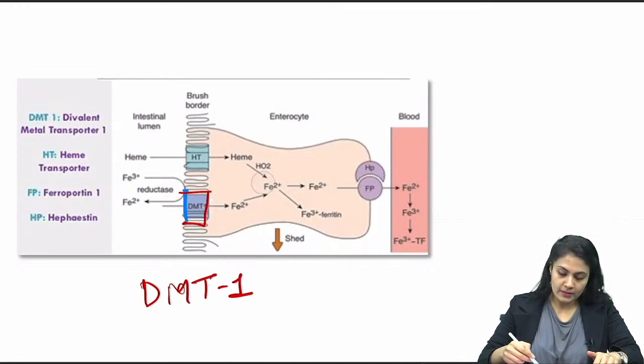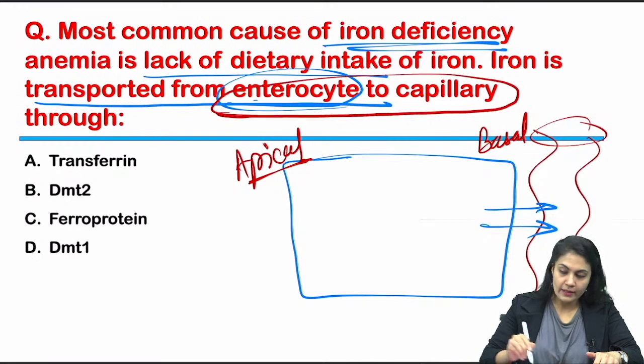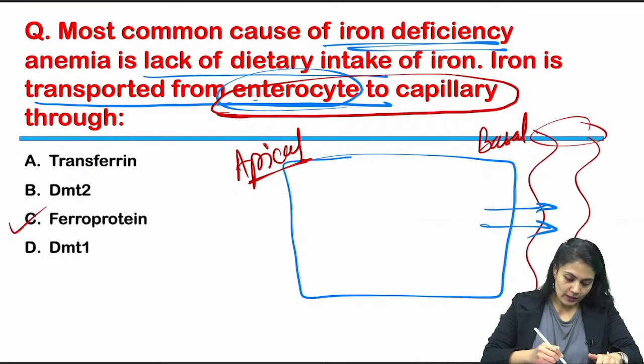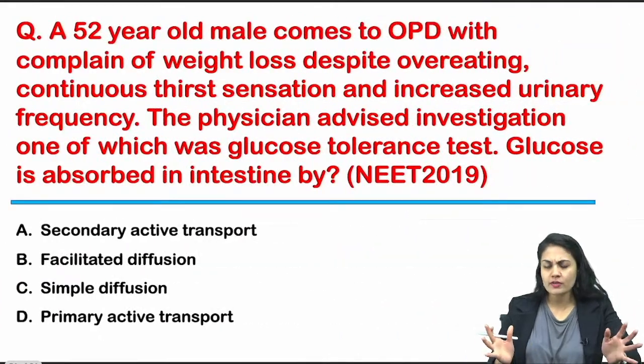Please do not make the mistake. The question is different. See the question again. It is asking us about the enterocyte to the capillary. Yes, now I got the right answers. That is ferroportin. Very easy question, just tricky.